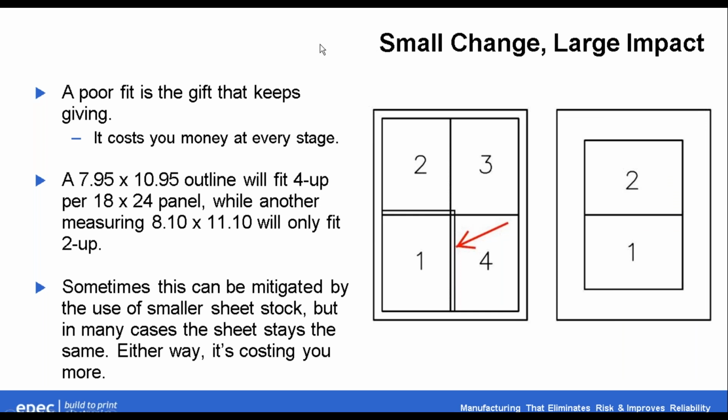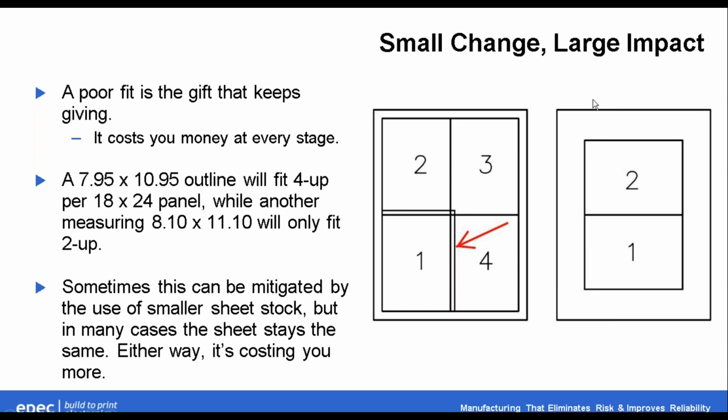And I wanted to make the point, a poor fit is a gift that just keeps giving. And it costs you money at every stage. A 7.95 by 10.95 outline is going to fit 4 up on an 18 by 24 sheet, while another one that measures just 8.1 by 11.1 may only fit 2 up. Sometimes this can be mitigated by the use of smaller sheet stock, but in many cases the sheet has to stay the same. Either way, you're paying for what gets cut off anyway.